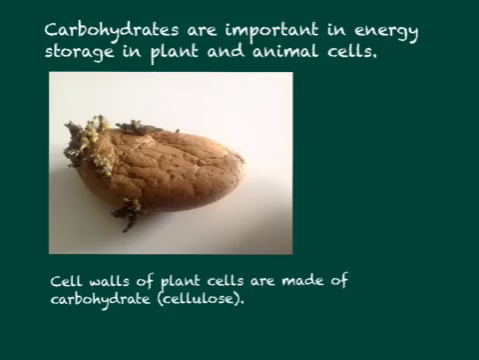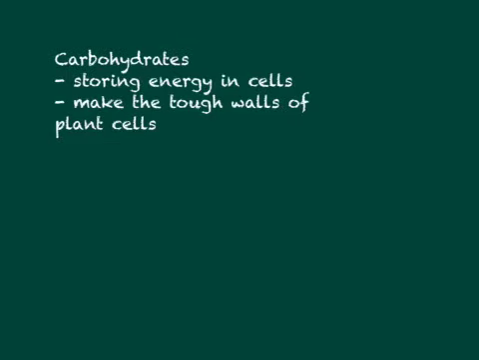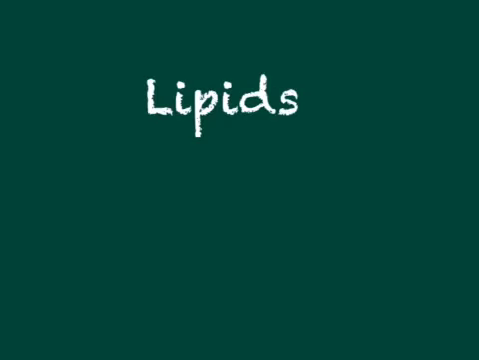And carbohydrates are also important in structure, especially in plant cells. Remember, plant cell walls are made of the carbohydrate called cellulose. Remember the cell wall, the cellulose forms this, we heard it described as a woven basket, this tough, rigid structure around the cell of a plant. So to sum up for carbohydrates, functions in storing energy in cells and making the tough walls for plant cells. Let's move on now to discuss lipids.